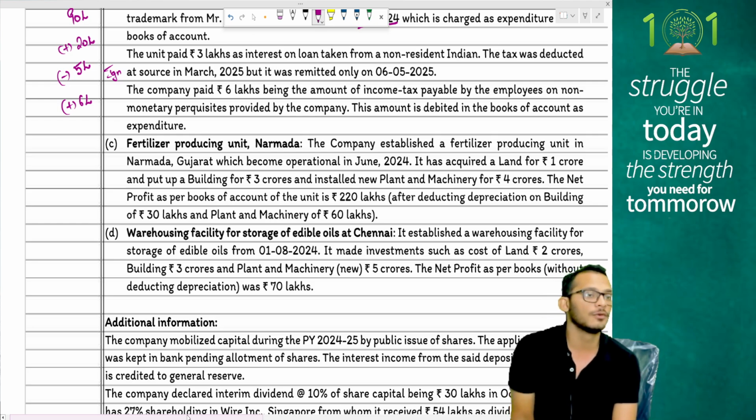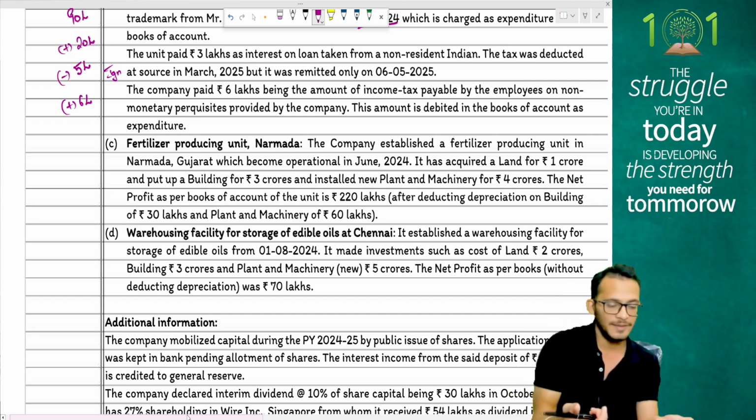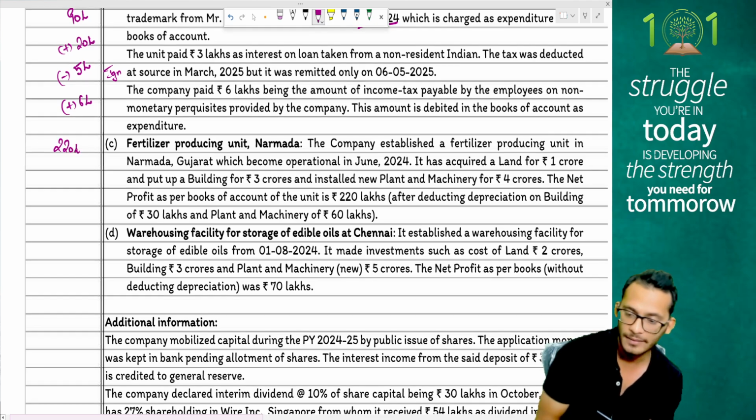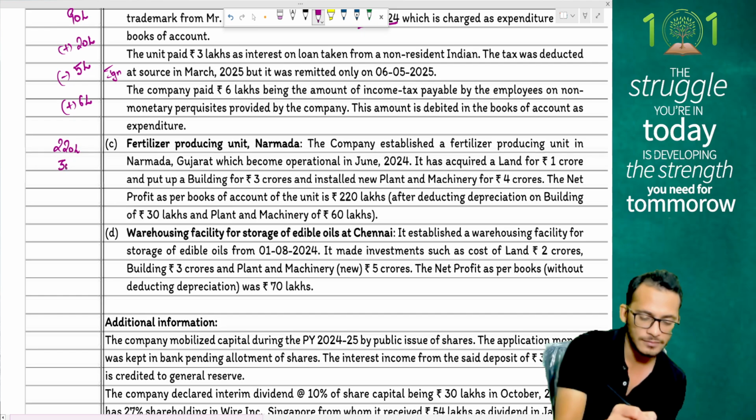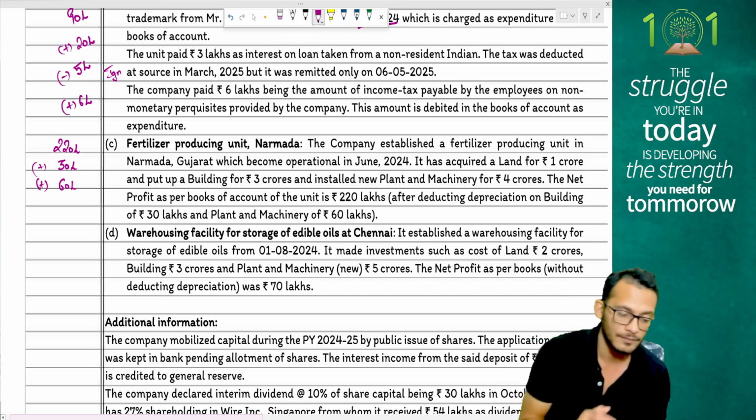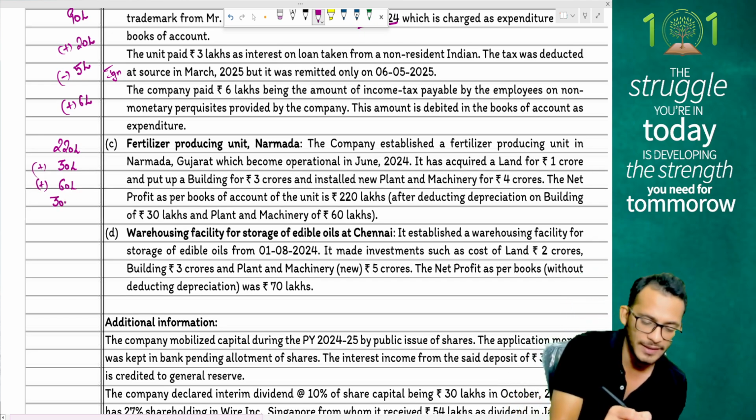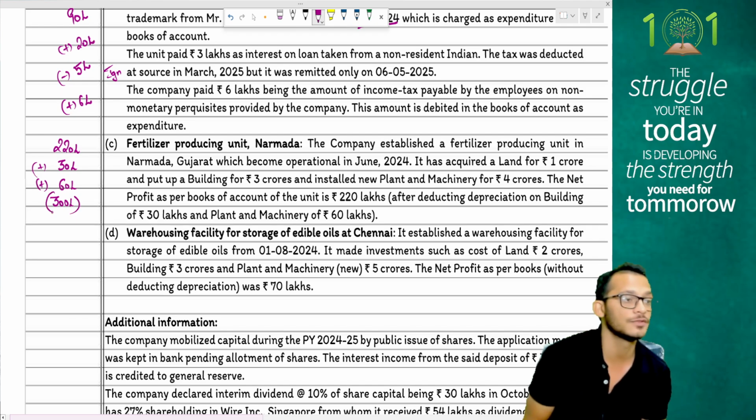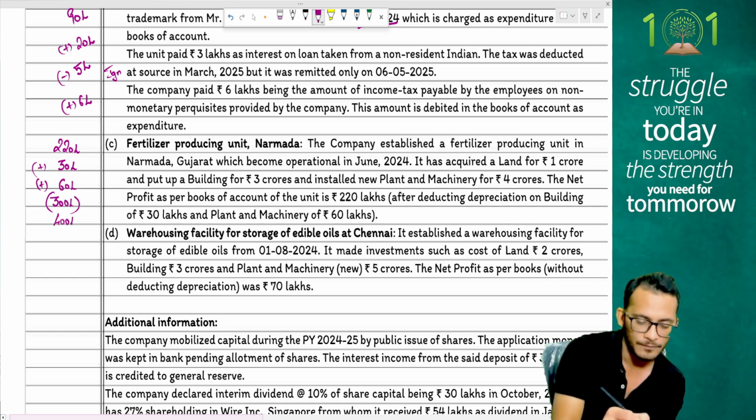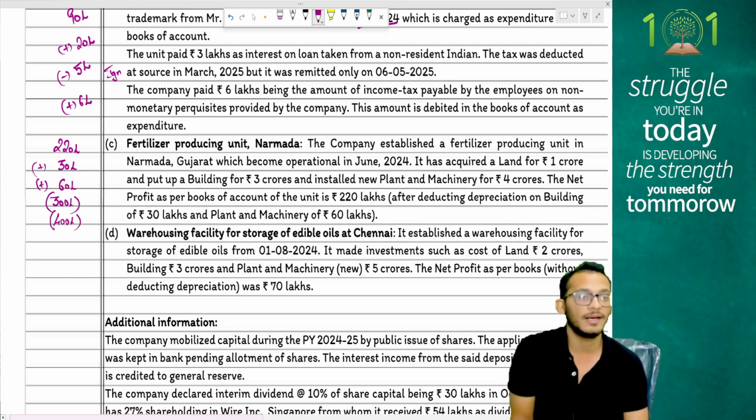Fertilizer production unit is a specified business, 3580. So I will take my 220 lakhs, and add back 30 lakhs and 60 lakhs. I am adding this back because I can claim my 100% deduction. My expenses incurred are 300 lakhs for building and 400 lakhs for plant and machinery.